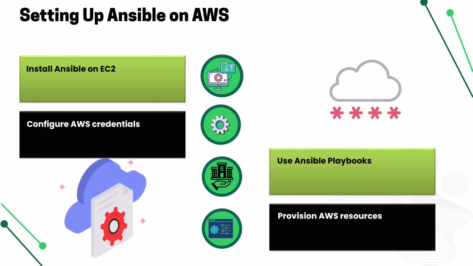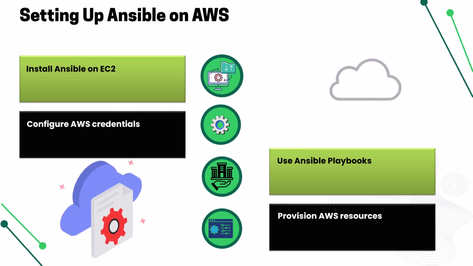Setting up Ansible on AWS is easier than it sounds. First, install Ansible on an EC2 instance. Then, connect it with your AWS credentials. Once that's done, it's time to bring in the magic Ansible Playbooks to automate tasks. And finally, we'll use it to provision AWS resources like a pro.